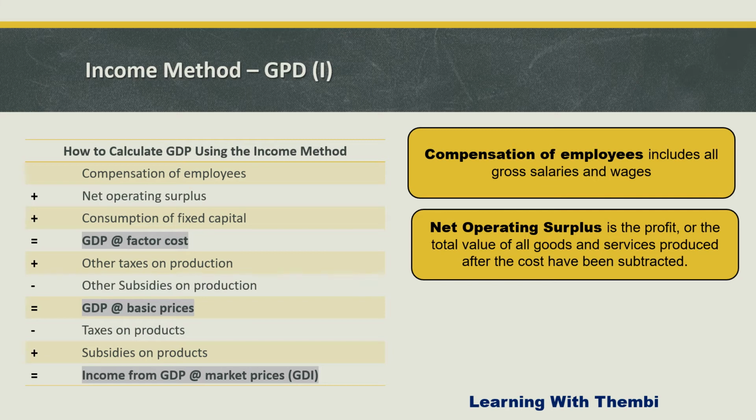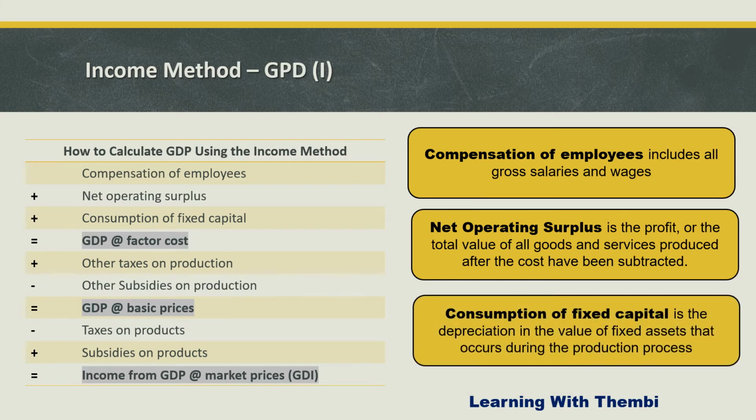Then we've got our net operating surplus, which simply means the profit, and this is the total value of all goods and services produced after the costs have been subtracted. So the net operating surplus is actually the remuneration for entrepreneurship. And lastly, we've got the consumption of fixed capital. This is the depreciation in the value of fixed assets that occurs during the production process.